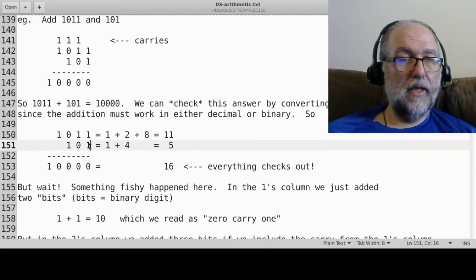The next number is 1, skip 2, and 4. Okay, so it's 1 plus 4, which is equal to 5. So your top number is decimal 11. Your bottom number is decimal 5.